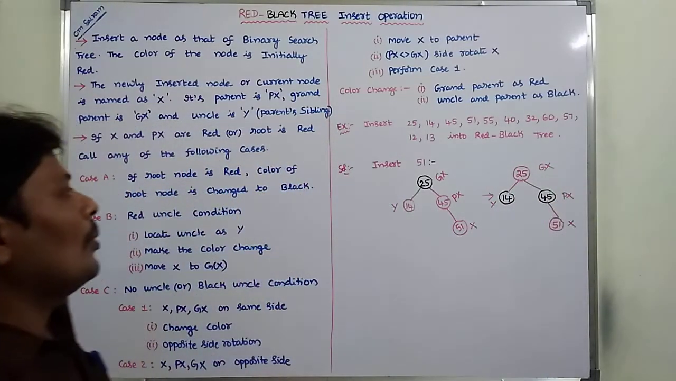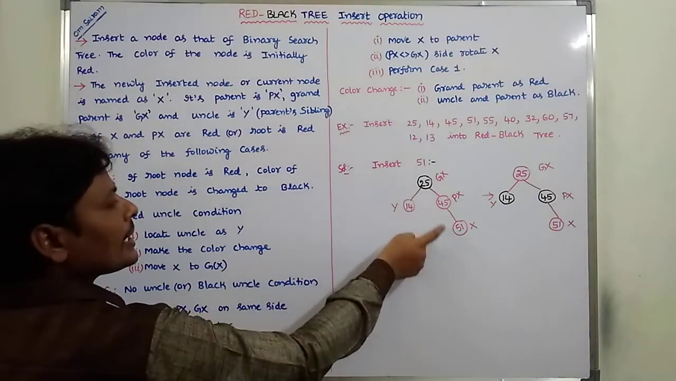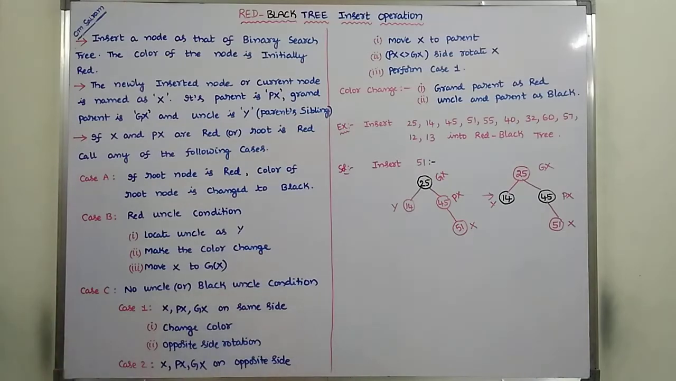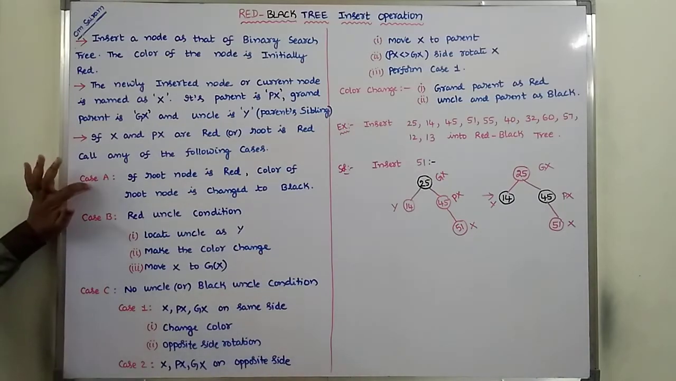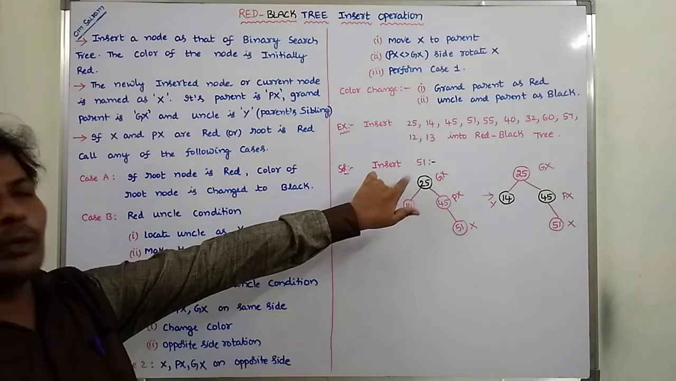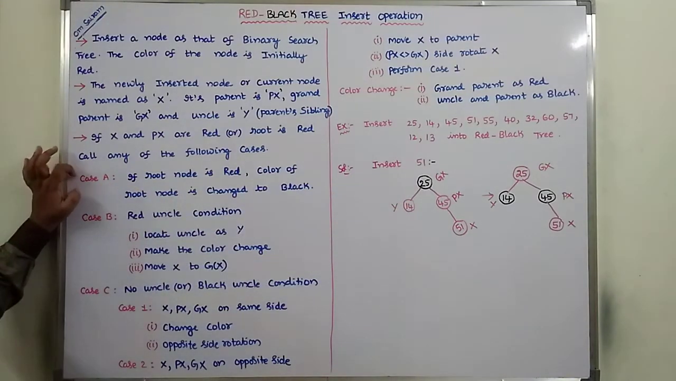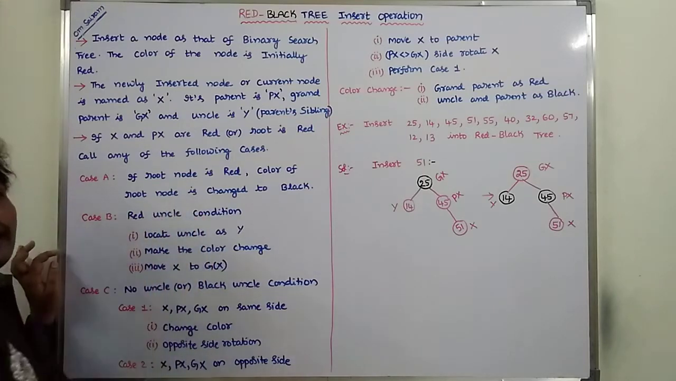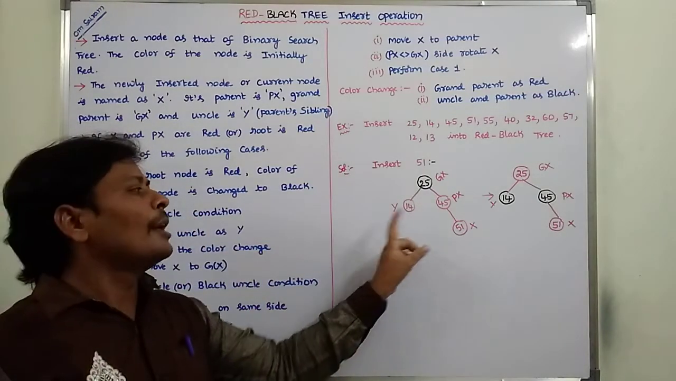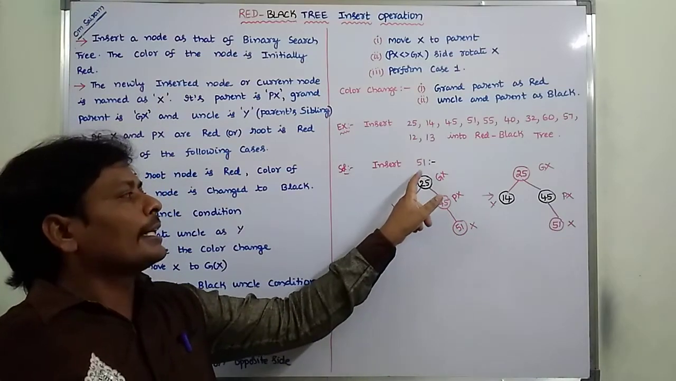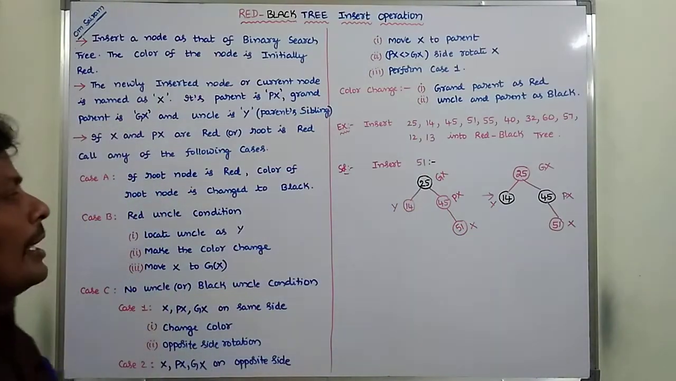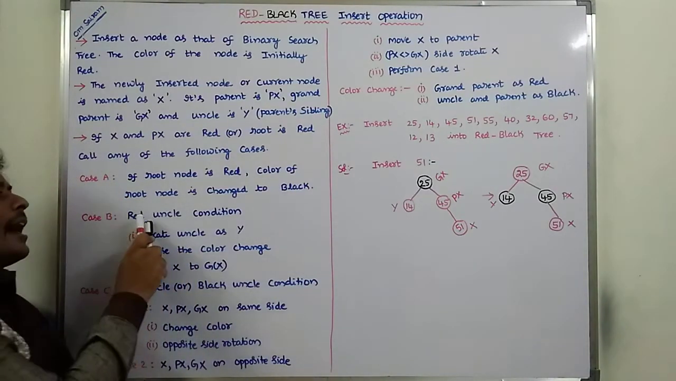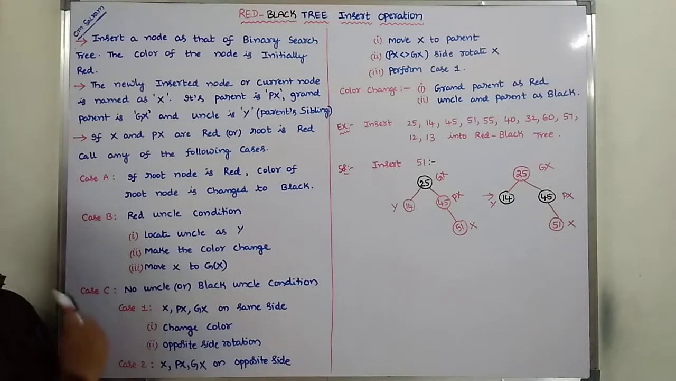Here two consecutive nodes have red color, so we have to use the following cases. Case A: the root node is red? The root node is not red, so case A is false. Then go to case B, the right uncle condition. Here the uncle is nothing but the parent's sibling or grandparent's son. So this is the uncle, and the uncle color is red. So the red uncle condition is satisfied.